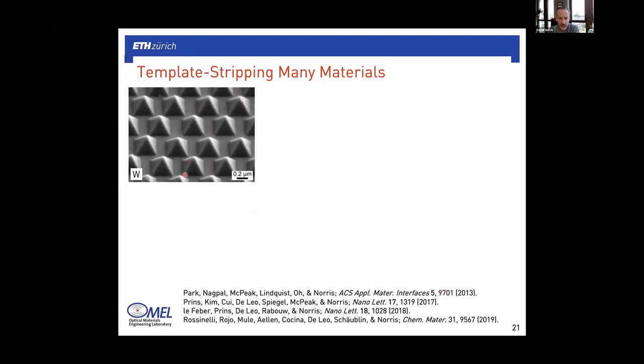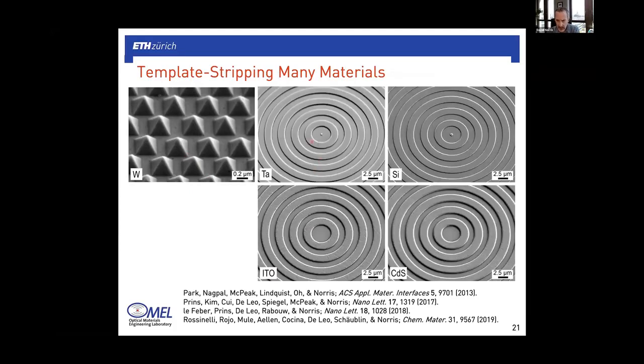We had a project on thermal photovoltaics a few years ago, and we wanted to make arrays of little 250 nanometer tungsten pyramids, and tungsten is a very difficult material to pattern. But using this trick I just mentioned with template stripping, we could get very nice patterned tungsten surfaces. And then we kind of demonstrated that this could work for many materials, so tantalum, silicon, cadmium sulfide, and then this is indium tin oxide. And so these are all sputtered, but using this thin layer of gold that's then removed in the last step.